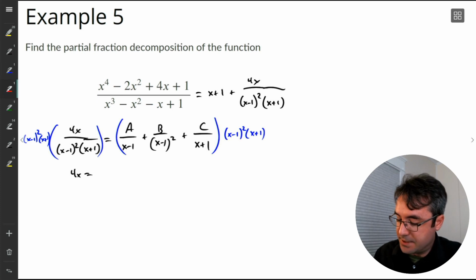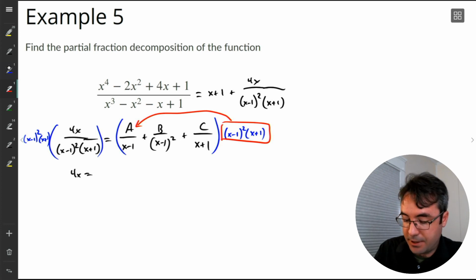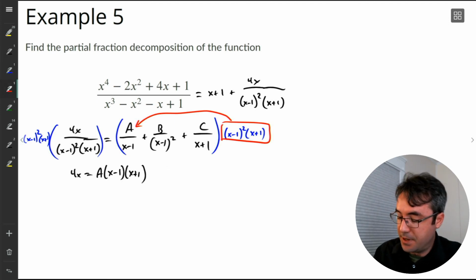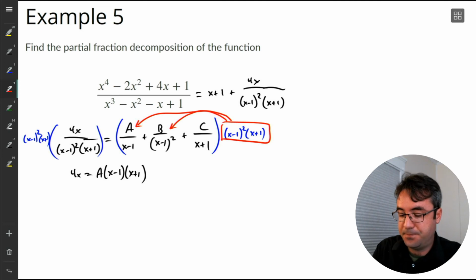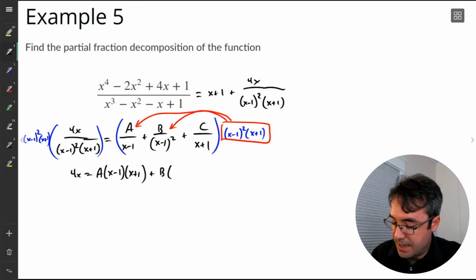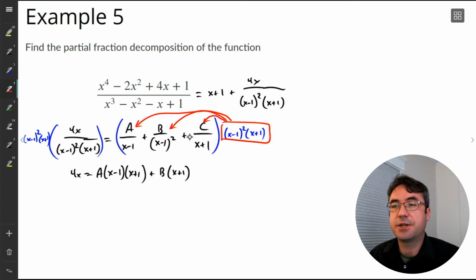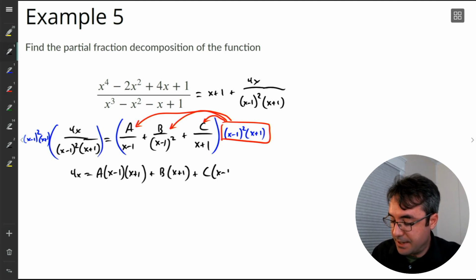And what's going to happen on the right side? Well, we're going to take this whole thing and distribute it to that first fraction. When we do that, one of the x minus 1's here is going to cancel with the x minus 1 here. So we're going to have A times x minus 1 times x plus 1. Then when we distribute it to our second fraction, the x minus 1 squareds are going to completely cancel, and we'll be left with B times x plus 1. And then finally, we distribute to our third fraction here, and the x plus 1's are going to cancel. So we have C times x minus 1 squared.